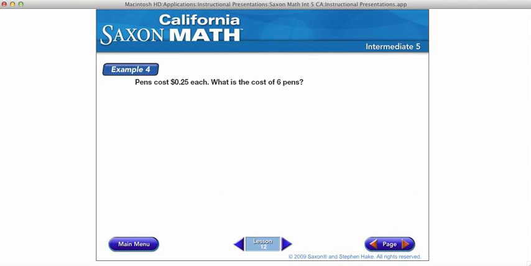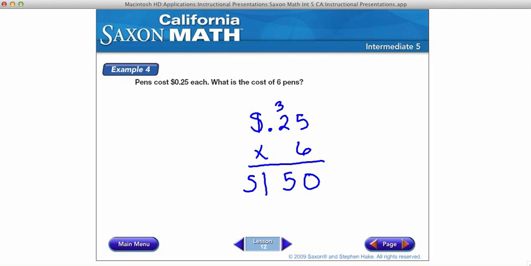All right, pens cost 25 cents each. What is the cost of 6 pens? So we have 25 cents times 6. 6 times 5 is 30. Carry the 3. 6 times 2 is 12. 13, 14, 15. Dollar sign. But now I need my decimal point. It is not $150. That's not reasonable. Okay, I have money, so I have to have 2 numbers to the right of the decimal point. So 6 pens would cost $1.50. Don't forget that decimal point.